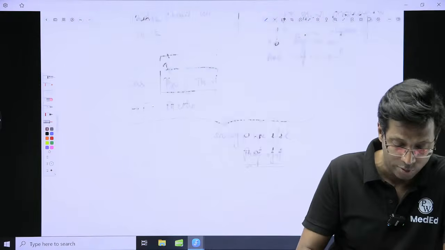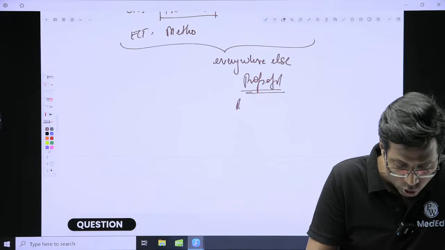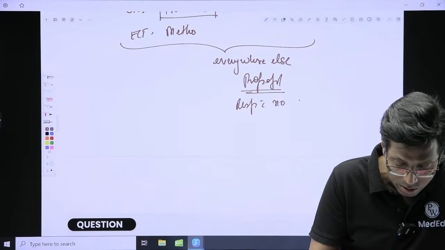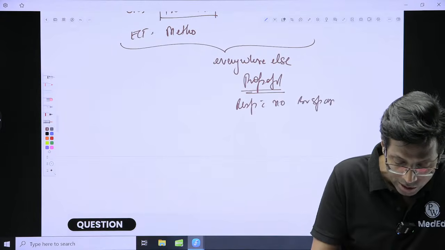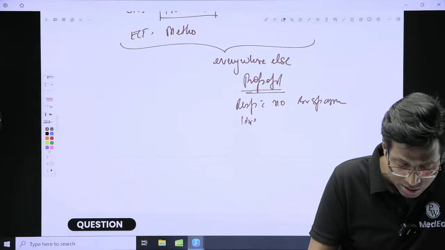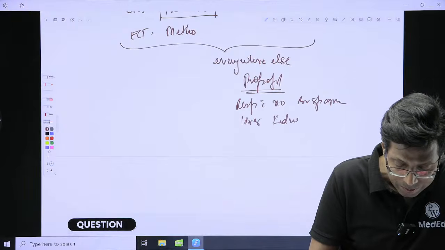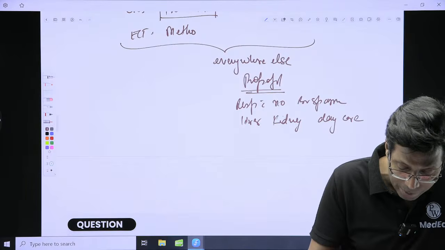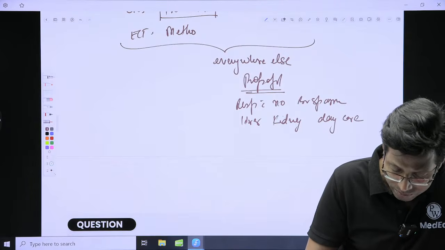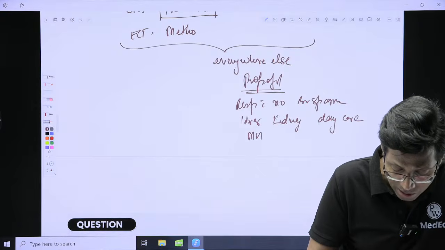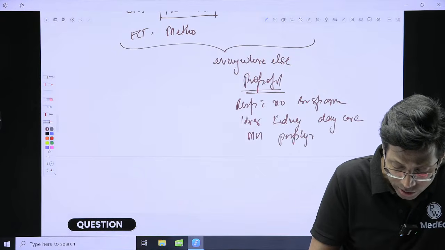Whatever else you can think of, where it is a respiratory patient with no bronchospasm, you get a liver patient, kidney patient, daycare surgery, malignant hyperthermia, porphyria, anything that you think, the answer is propofol.